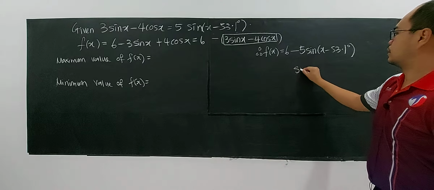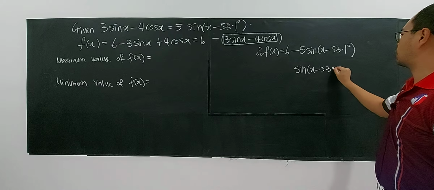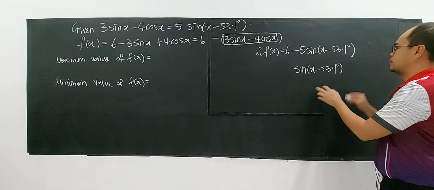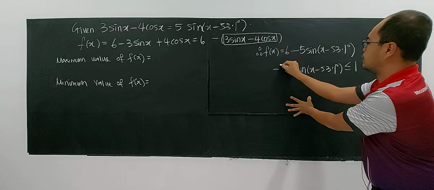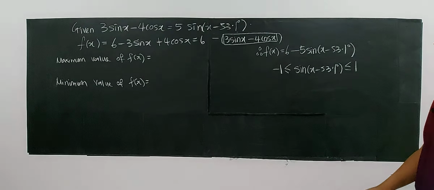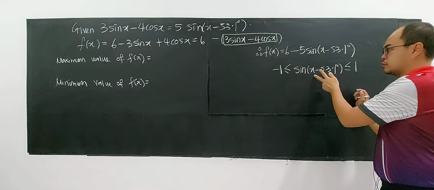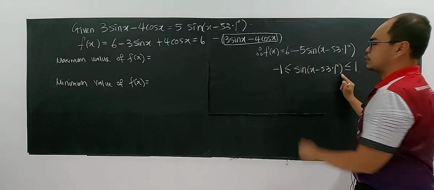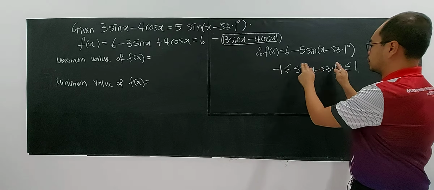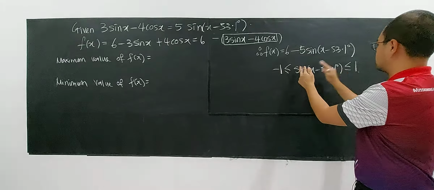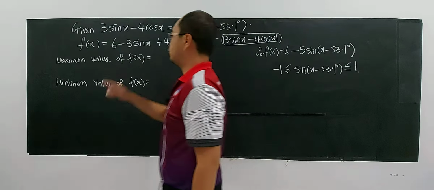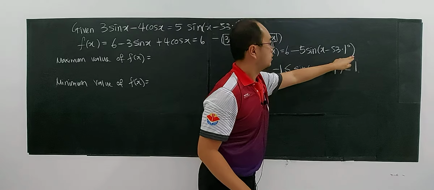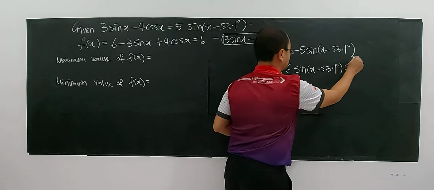With this single trigonometric function, you can find the maximum and minimum value. As you know, for sin(x minus 53.1 degrees), no matter what happens inside, minus 2x, 3x, the maximum value will always be 1 and the minimum always negative 1. This is maximum when the whole thing is 1, and minimum when it is negative 1. So now, to find the maximum value of f(x), try to consider these two values.